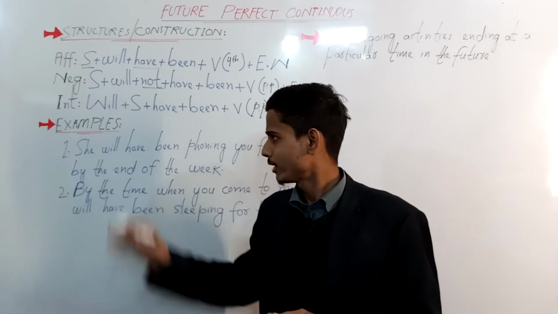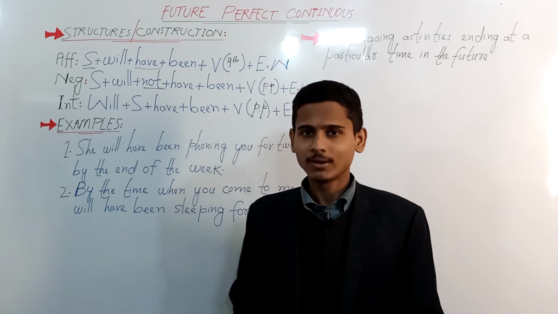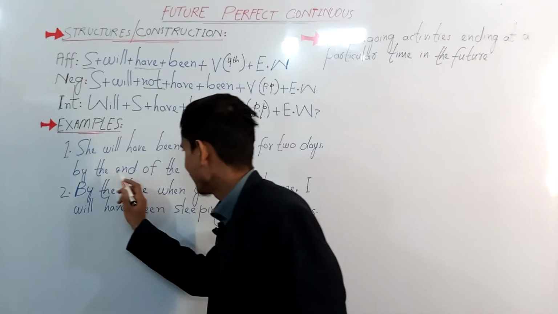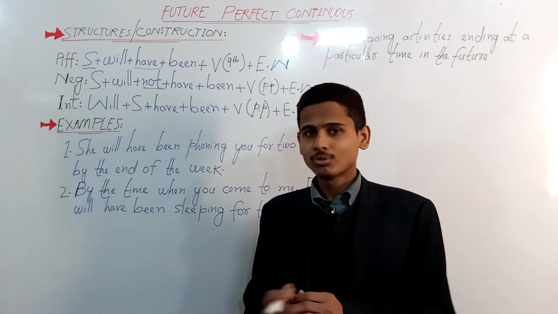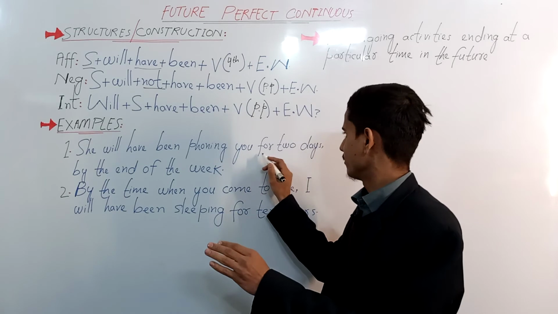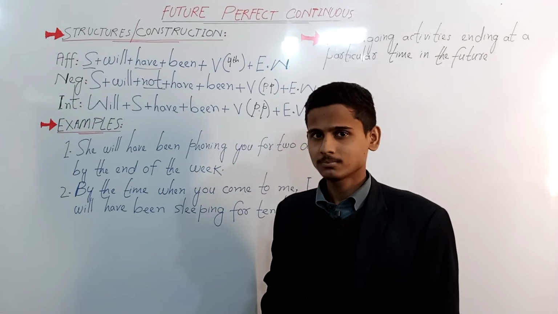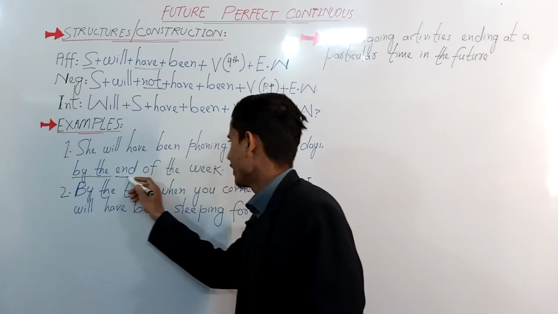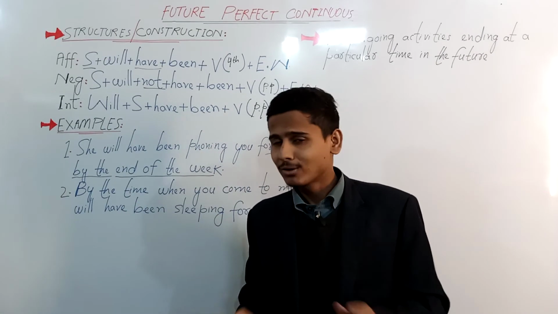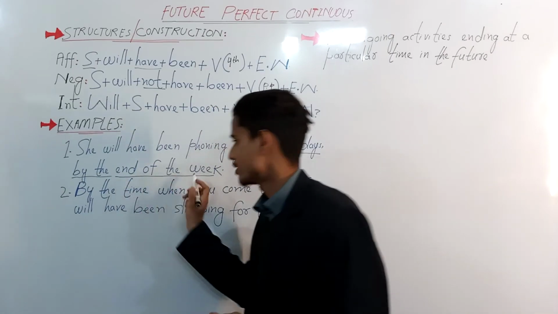Now I have written two example sentences with our today's category. The first one I want to look at is: she will have been phoning you for 2 days by the end of the week. It's not complete yet; by the end of the week, it gets completed. So what I'm stating is she'll have been phoning you. This is one clause including for 2 days. After that, by the end of the week is a phrase. By the end of this week, she'll have been phoning you for 2 days. So it will have been about 2 days since she started phoning you. When? By the end of the week.